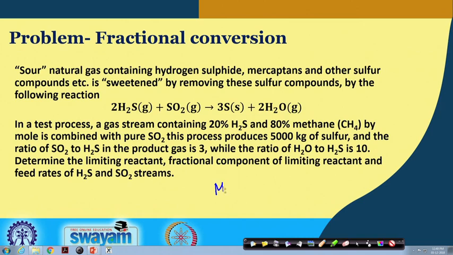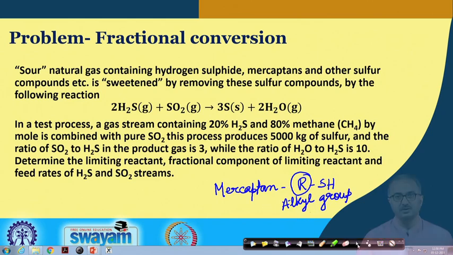The general formula of mercaptans is R S H, where R is some kind of alkyl group. We have various types of mercaptans which give a foul odor to the compound. Even though mercaptans are undesirable in natural gas, we do use mercaptans as an indicator of gas leakage, especially in our household LPG cylinders.